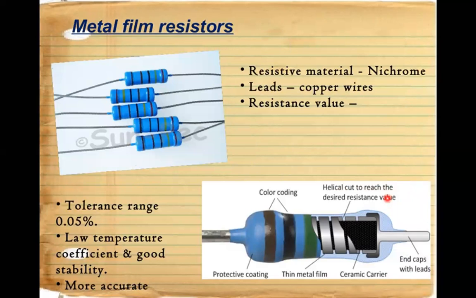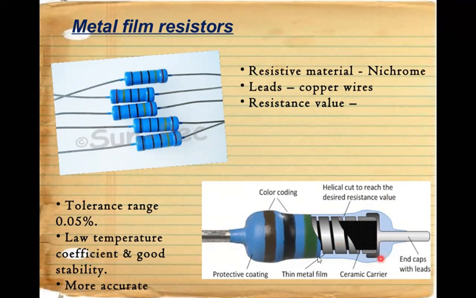The last one is the metal film resistor, made up of nichrome, leads are copper wires, and here the tolerance range is 0.05%, much better than the previous one because the tolerance is less. Low temperature coefficient and good stability, more accurate.